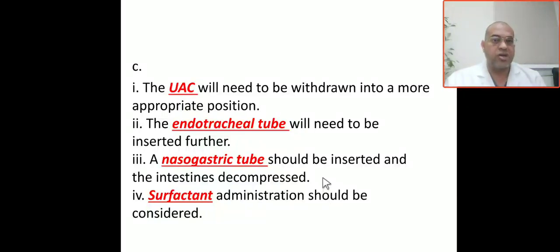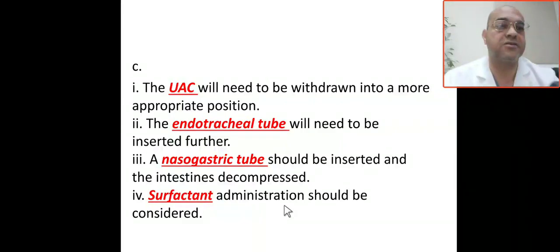I will withdraw the UAC to a more appropriate position, either the high position or the low position. The ETT also needs to be pushed further down because it's very high. An NGT should be inserted for decompression, because the stomach is dilated. You have to decompress the stomach or the intestine. This patient has severe RDS, so surfactant administration should be considered.